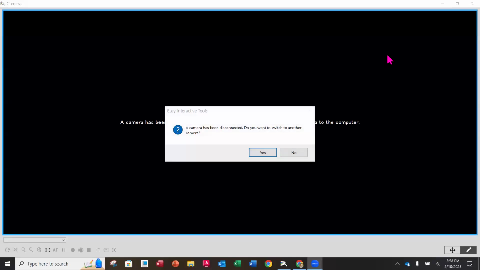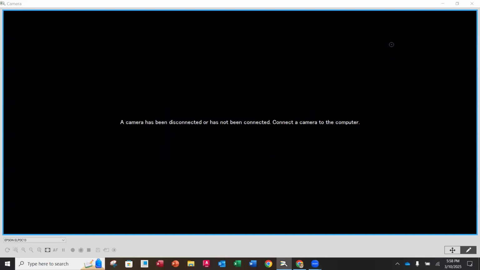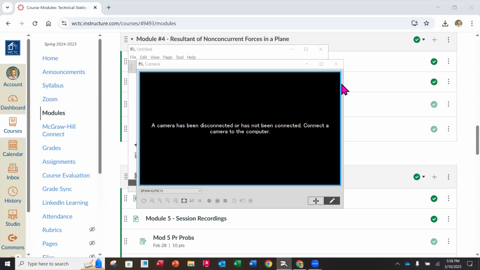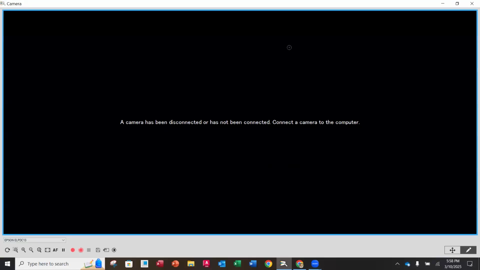And the force that, oops, my camera disconnected. Hold on, I don't know why. We'll just go back into it. Should reconnect. Sorry about that. Oh, come on. There we go.